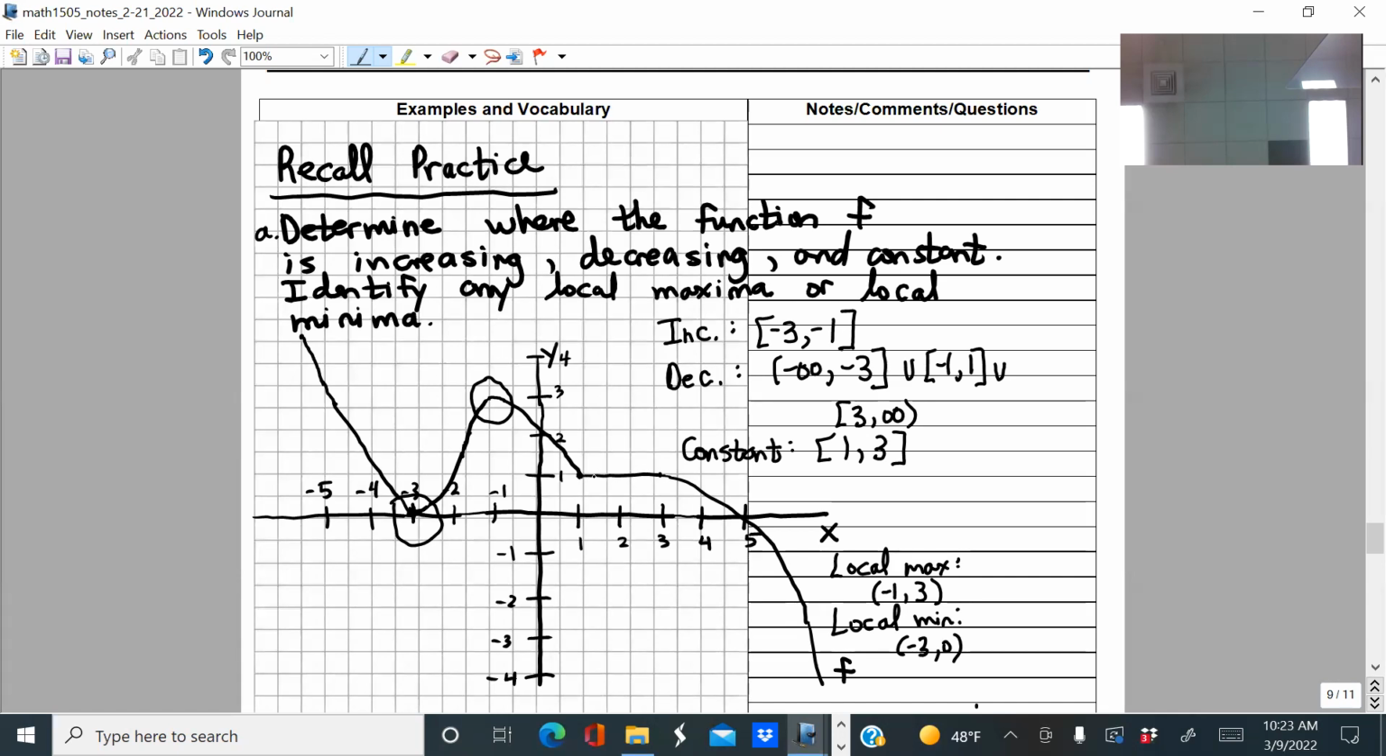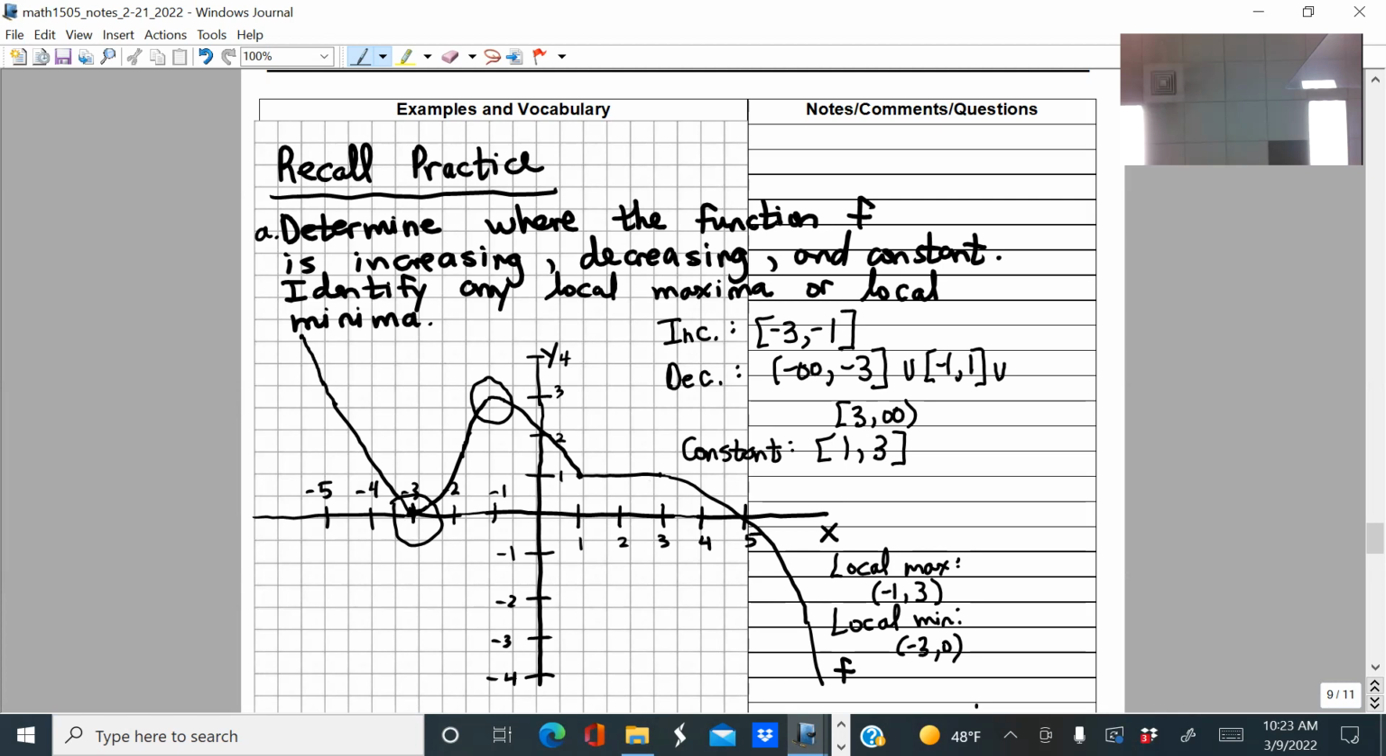To have a turning point, the graph must switch from increasing to decreasing or vice versa, okay? Here, the graph switches from decreasing to constant, not increasing. So this is not a turning point. And this is also not a turning point because the graph is switching from constant to decreasing. It would have to switch from increasing to decreasing to have a turning point. So these are interesting points on the graph, but they do not count as local maxima or local minima. So these are the only two that we would identify here in the question, okay?